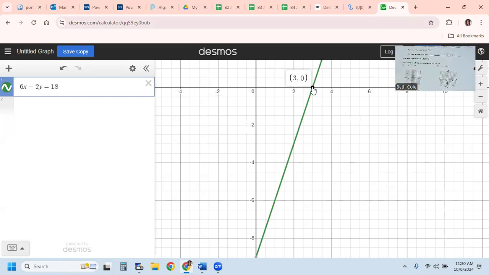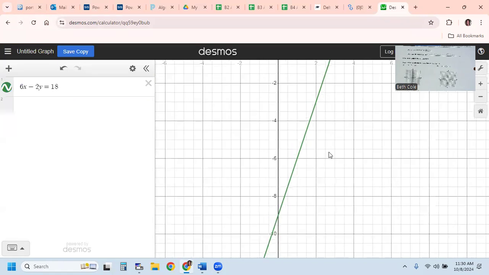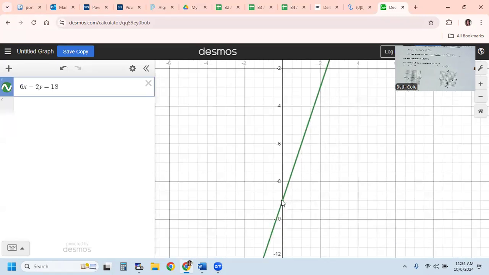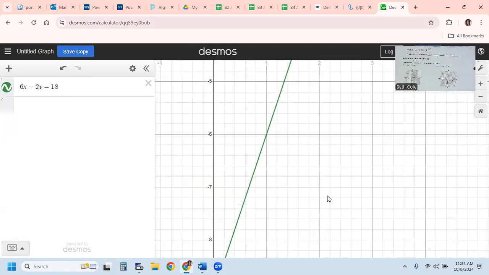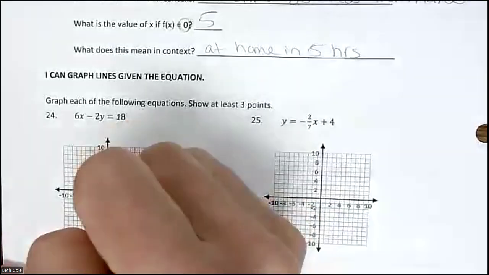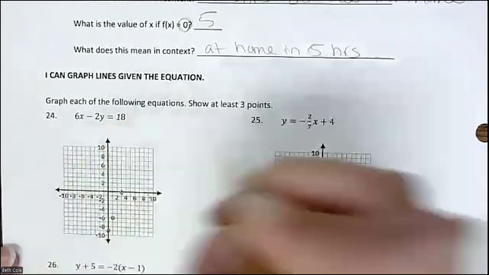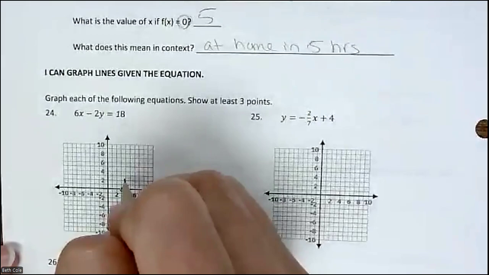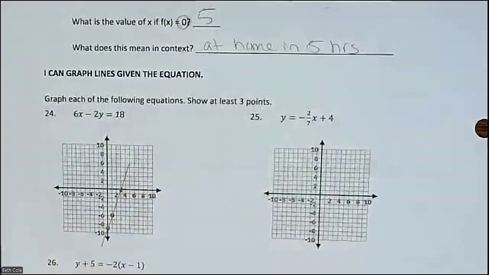All right, I need a couple more. Do you see any more points that are nice ones? Where's this one? 0, -9. Let me try and get one in between there. Let me zoom in a little bit. Oh, there's another one. See how this one's on a nice whole point? Let me see if I can get it exactly. There we go. 1, -6. So I'm going to plot that too. And then all you have to do is connect them. Give me at least 3 points. Connect them. Boom.